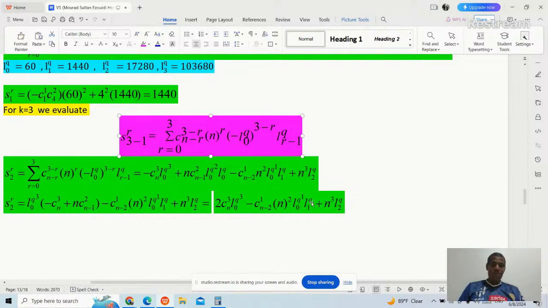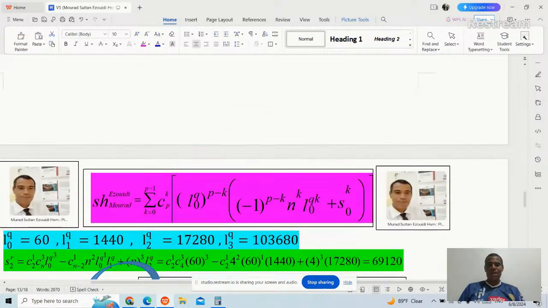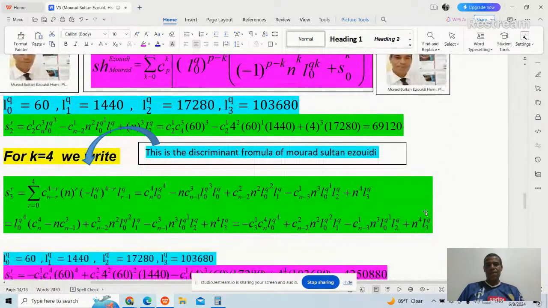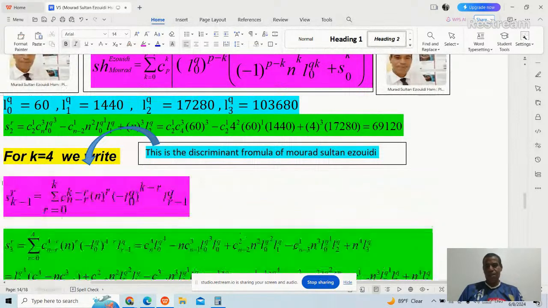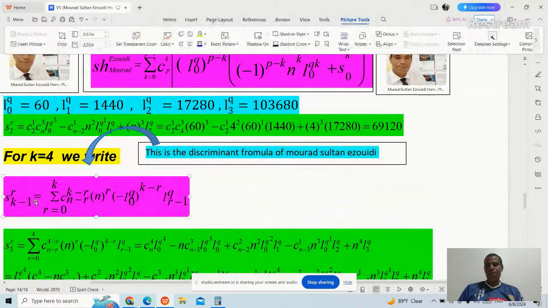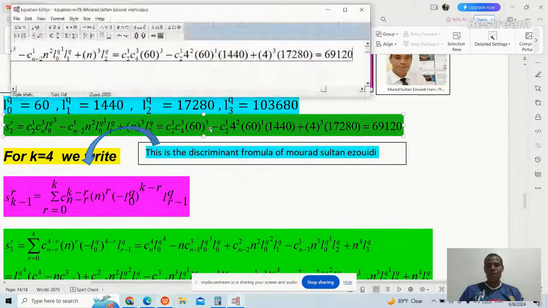Okay, now I will just use this formula. Then I should calculate the value of my S2. Okay, means that we are going to use the discriminant formula of Mourad Sultan Ezouidi. I can see if it is possible. Okay, so this is the discriminant formula of Mourad Sultan Ezouidi that we are going to practice. So this is the value of S2, learners. I will just use the coefficients 61, 1440, and 17280. Okay. I will try to find the value of this.